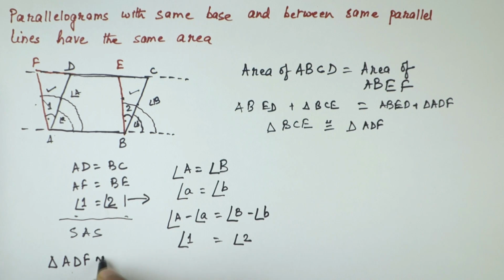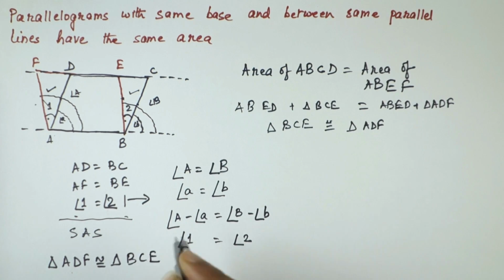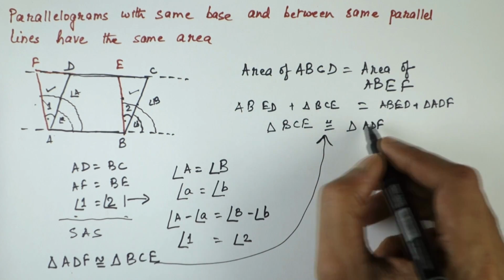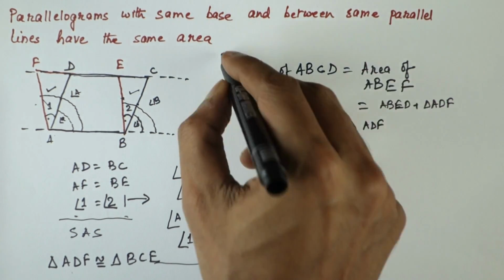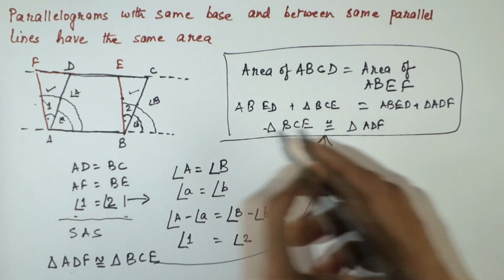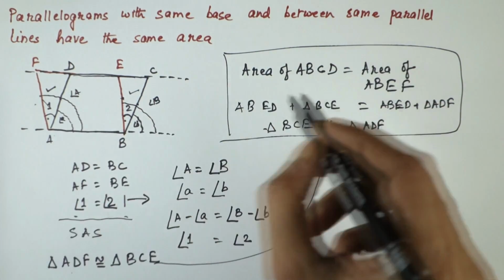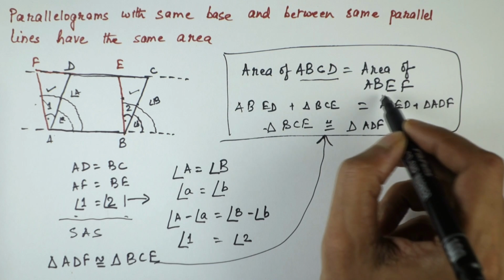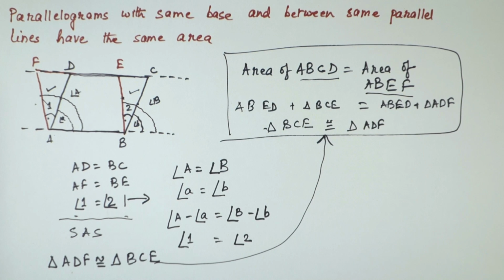So triangle ADF is congruent to triangle BCE, and this then goes back here, and this then helps us achieve the fact that the area of the parallelogram ABCD is equal to the area of ABEF.